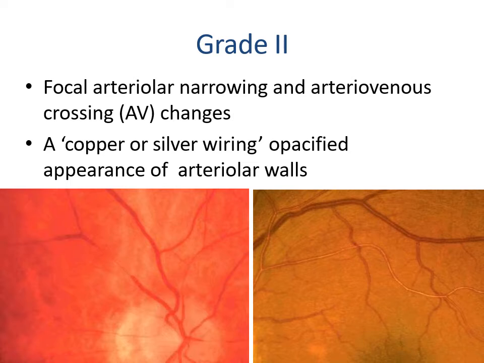Then the second change is copper or silver wiring, an opacified appearance of arteriolar walls. So what is copper wiring? When the light reflects from the vessel walls, it takes on a reddish brown hue due to increase in the atherosclerosis, which gives the appearance of a copper wire, and hence the name copper wiring. And when this atherosclerosis progresses and becomes more severe, then there is no blood inside the vessels, and the whole of the light falling on the vessel is reflected back, giving the appearance of a silver wire.